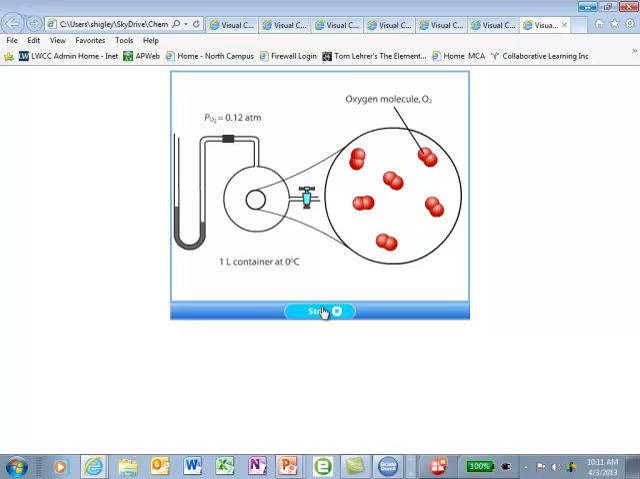Dalton's law states that the sum of the partial pressures of individual gases in a mixture equals the total pressure of the mixture. For example, in this container, we can measure a pressure exerted by the oxygen in the container. If we begin to add nitrogen to the mixture, the pressure begins to rise. When the addition of nitrogen is complete, the partial pressure from the nitrogen plus the partial pressure from the oxygen equals the total pressure of the system.